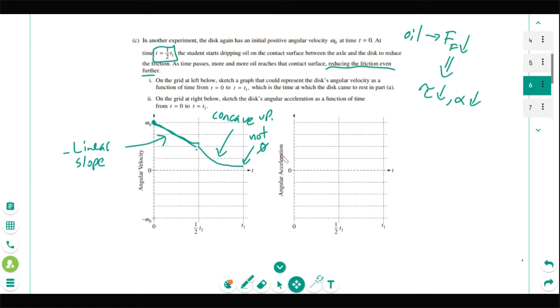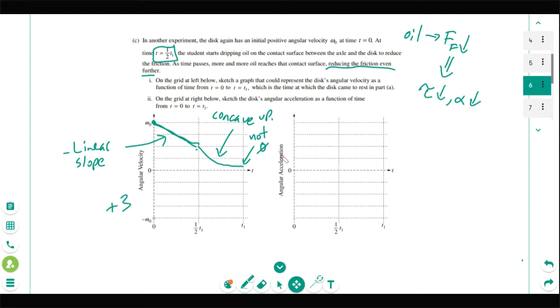That graph itself gives you 3 points. You get a point for those three parts that we labeled here. So linear until T1/2, then concave up, showing that our rate of acceleration has decreased, and then not having it hit zero at or before T1.